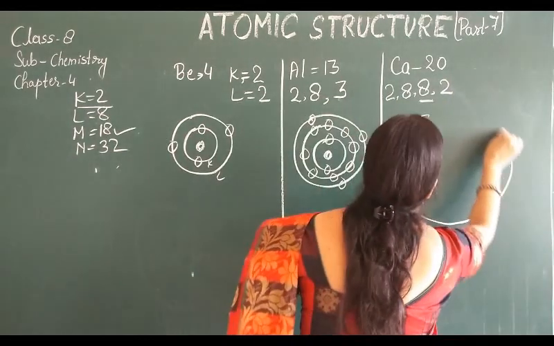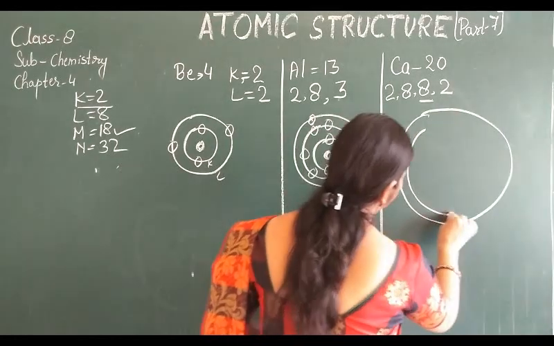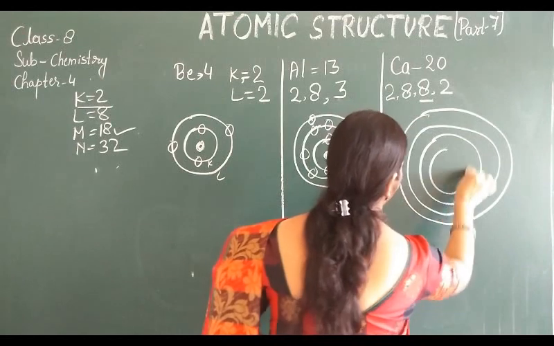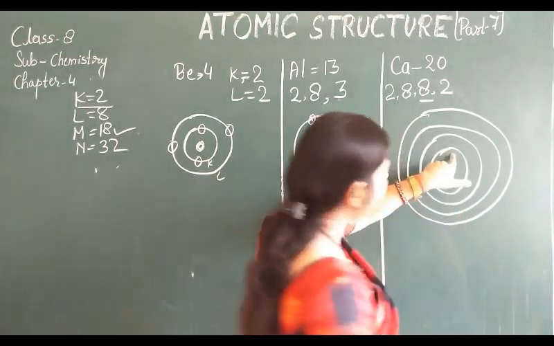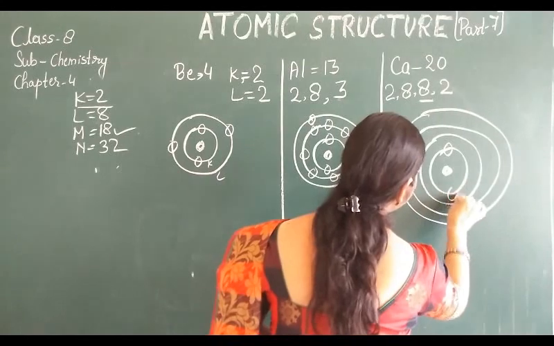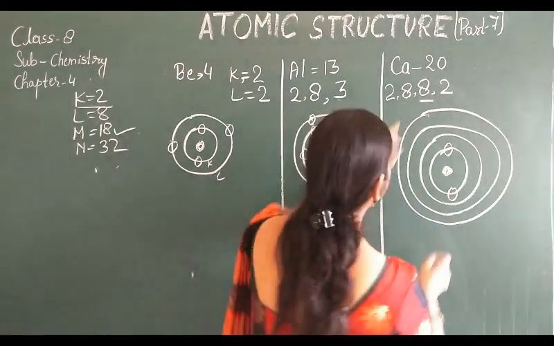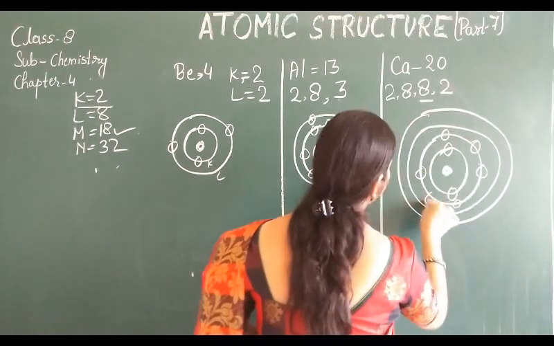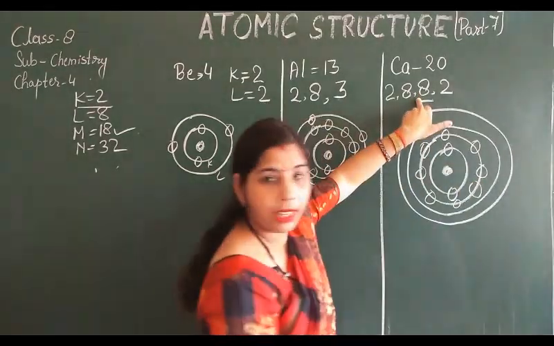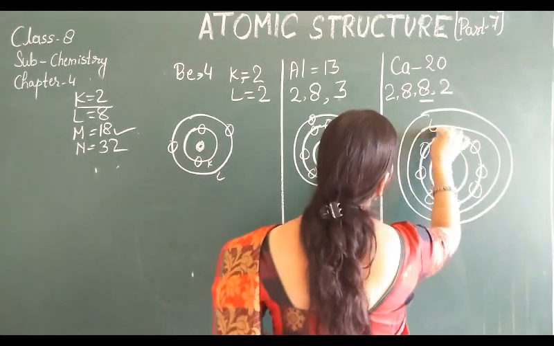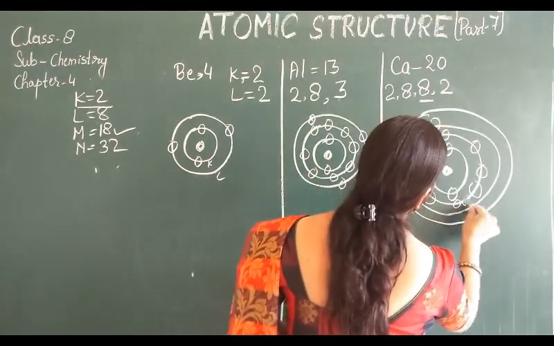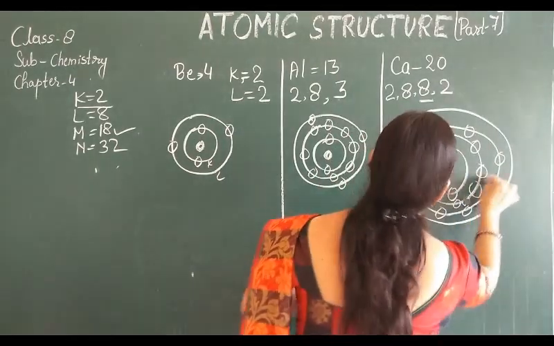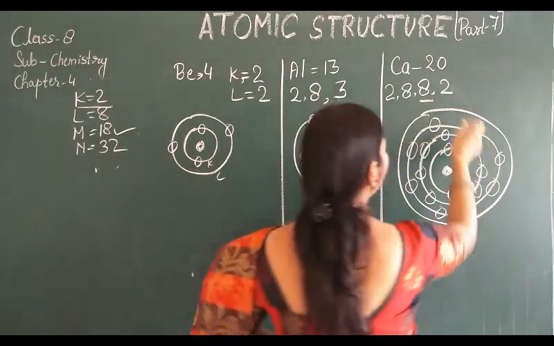Now just going to form it in the configuration form. This is the inner shell, K shell, least energy shell, which is having only 2 electrons. Second shell 8 electrons, 1, 2, 3, 4, 5, 6, 7, 8. Then the M shell, it is again having 8 electrons, 1, 2, 3, 4, 5, 6, 7, 8. And the last shell, which is having only the 2 left electrons.